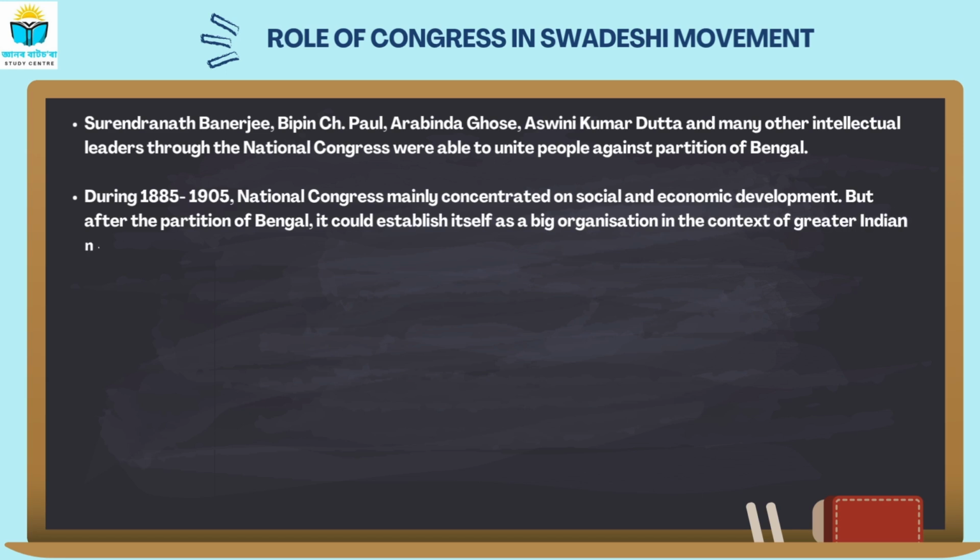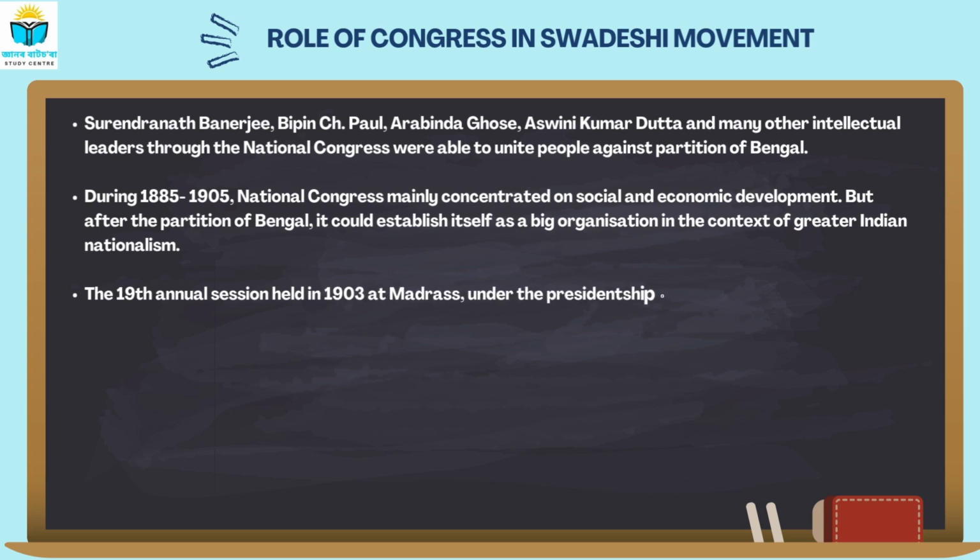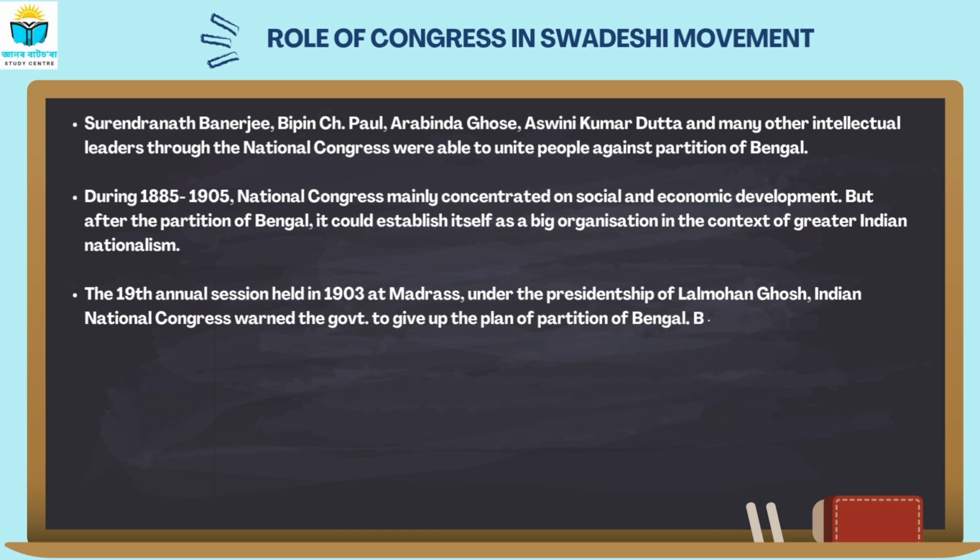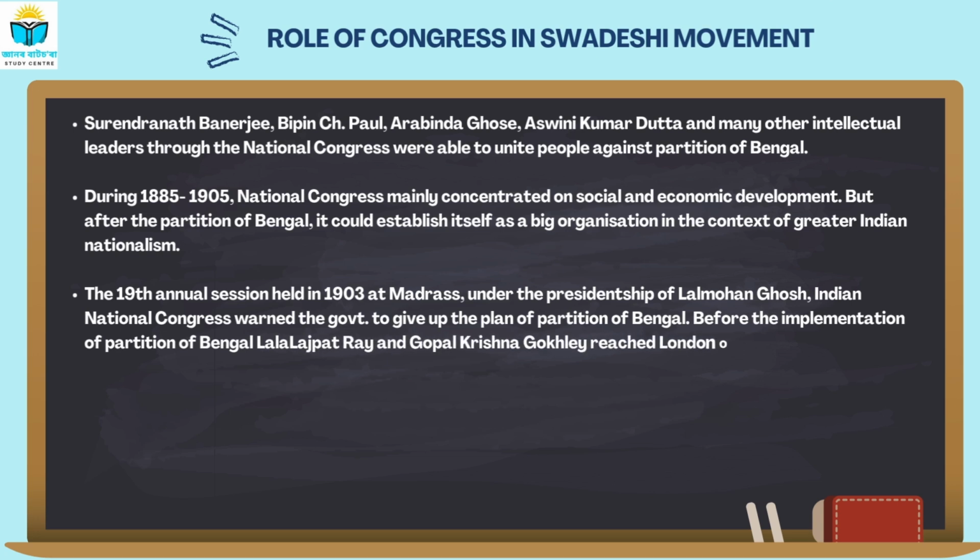Between 1885 and 1905, the Congress mainly focused on social and economic development. But after the Partition of Bengal, it began to rise as a major political organization, representing greater Indian nationalism. In its 19th annual session held in 1903 at Madras, under the presidency of Lalmohan Ghosh, the Congress warned the British government to withdraw the partition plan.